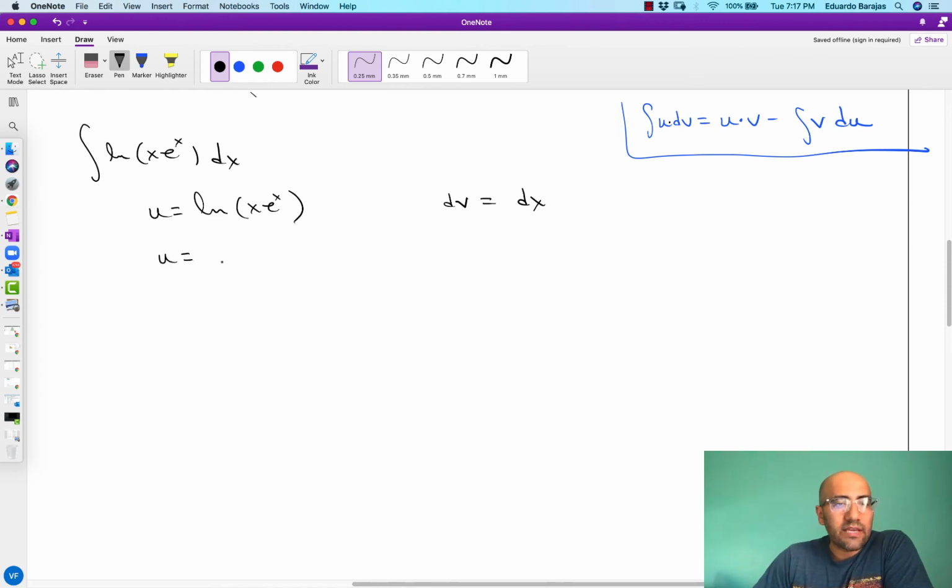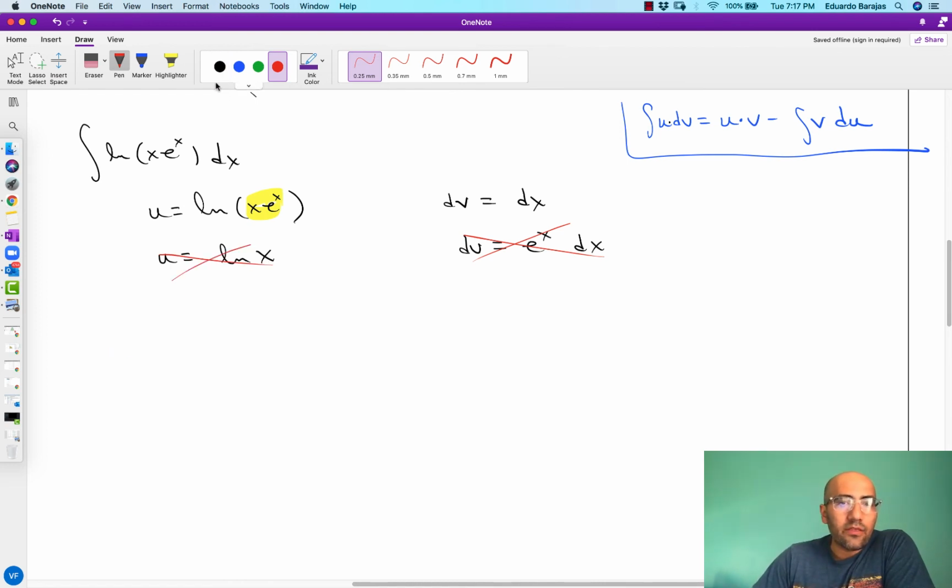A very common mistake is for people to say u equals ln x and then dv equals e to the x dx. We can't separate those, because this entire thing is inside the log function. It's the argument of the log function. So you can't separate it like that. This is not allowed. This is not true.